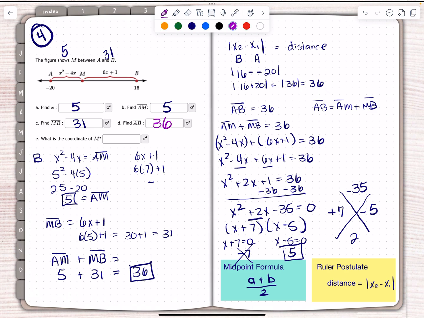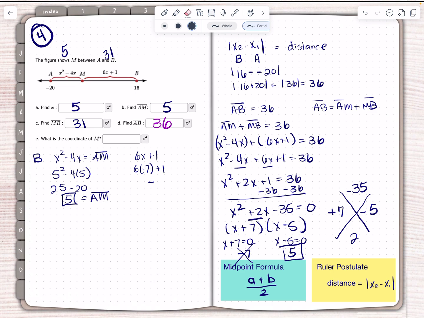Okay, very last thing, what is the coordinate of M? In order to find the coordinate M, we need to know the measurement of the line segment AM and add that to our starting point of negative 20. So we have A is negative 20, and we are going to move over. AM is 5 segments to the right. We are going to move 5 segments to the right, which is adding to the right-hand side. So our coordinate of M is negative 15.